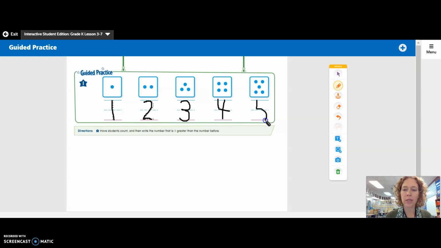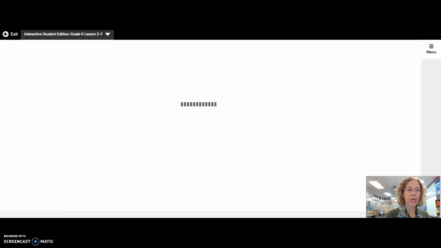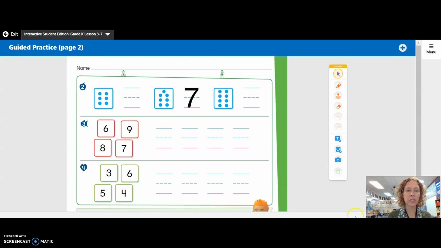Little line, little curve, little line across the top. Wonderful. And when we have them in order, and one's great, just one more, that's one greater. It's just like counting. 1, 2, 3, 4, 5. All right, let's take a look at our guided practice. So now they want us to do the same thing. Numbers are a little bit bigger now.